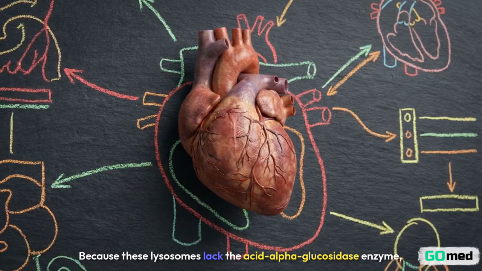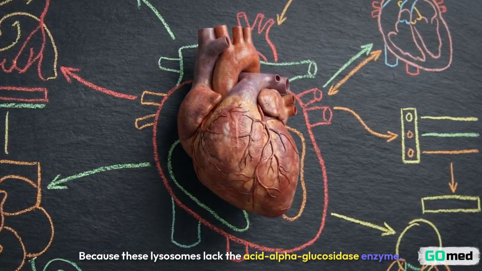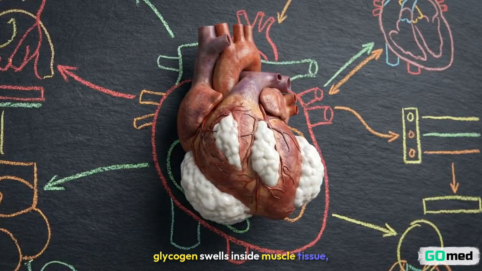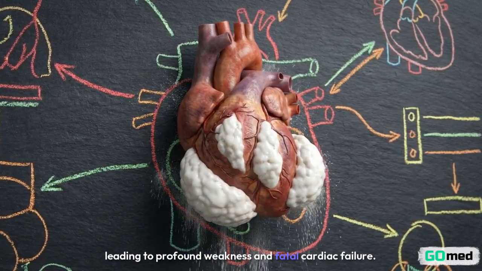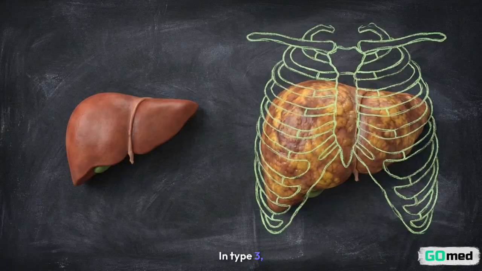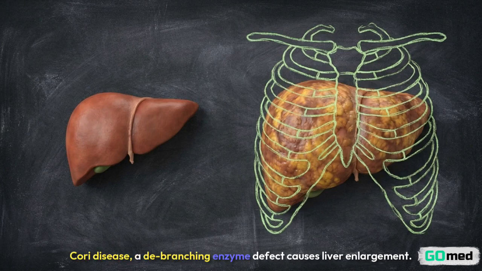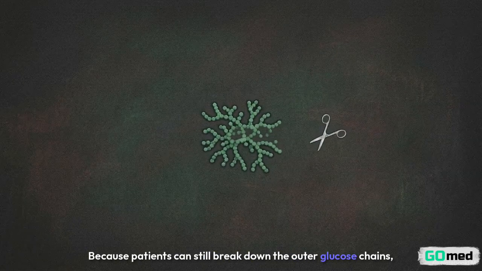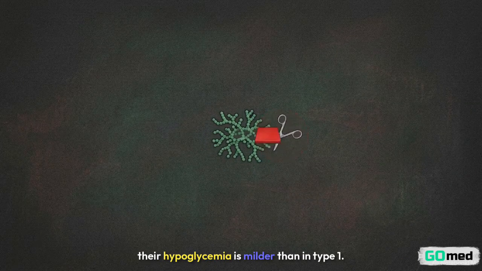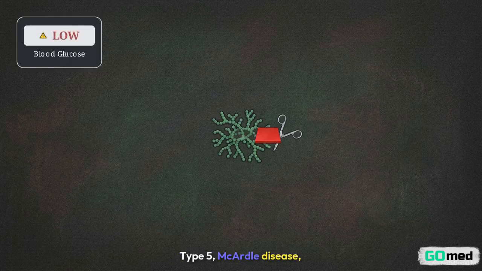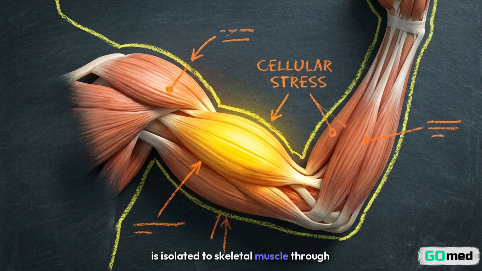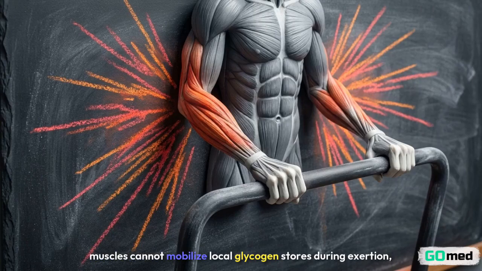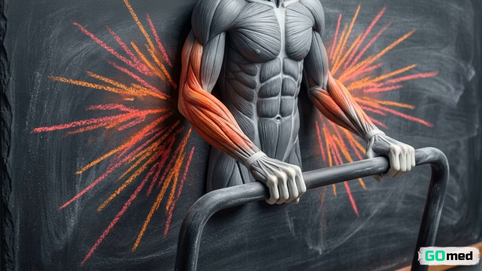Because these lysosomes lack the acid alpha-glucosidase enzyme, glycogen swells inside muscle tissue, leading to profound weakness and fatal cardiac failure. In type 3, Cori disease, a debranching enzyme defect causes liver enlargement. Because patients can still break down the outer glucose chains, their hypoglycemia is milder than in type 1. Type 5, McArdle disease, is isolated to skeletal muscle through a deficiency of muscle phosphorylase. Without this enzyme, muscles cannot mobilize local glycogen stores during exertion, causing severe cramps and exercise intolerance.